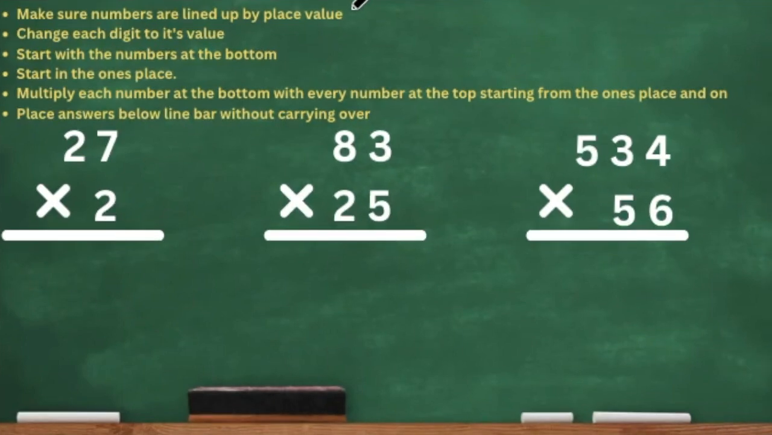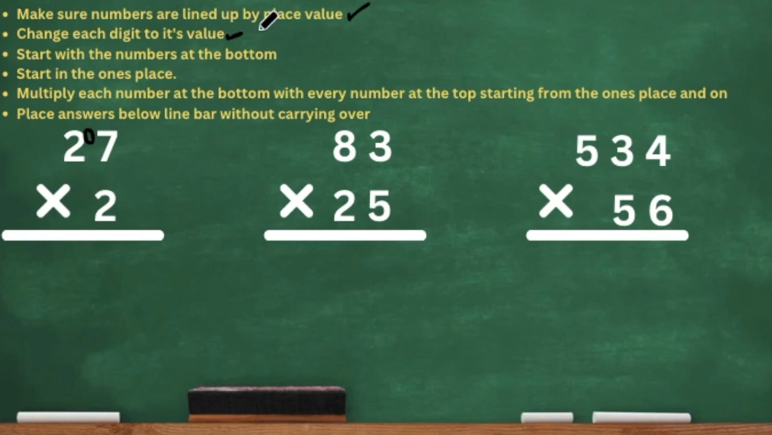So let's look at the first problem, which is 27 times 2. Make sure our numbers are lined up by place value, which they are. We have the ones place and the tens place, and then we're going to change each digit to its value. The digit in the ones place stays the same, but that 2 in the tens place is actually a 20, because 2 tens is 20, right?